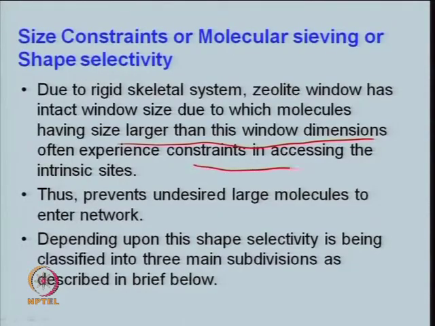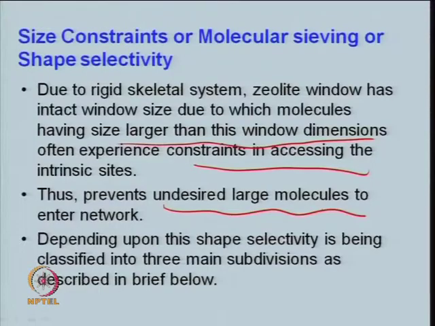So, that is one thing, and that is a kind of sieving action. How many molecules can diffuse inside under a given condition of temperature and pressure depends on the diffusion coefficient, which is to be calculated for that given molecule in a mixture. Then you can calculate how many molecules are diffused. So, that is the sieving, that is the restriction. This prevents the undesired large molecules from entering the network.